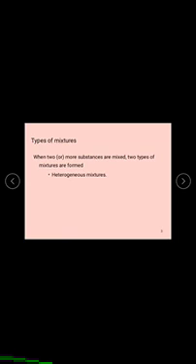Now let us see the types of mixtures. When two or more substances are mixed, two types of mixtures are formed, that is heterogeneous mixtures. Example: naphthalene and water, sand and water. These are the heterogeneous mixture. Okay, they cannot be combined with one another.